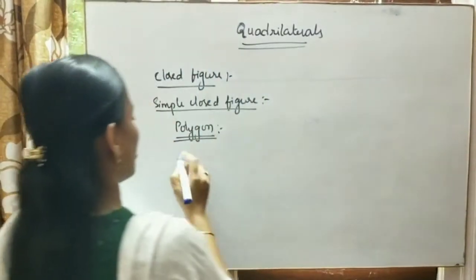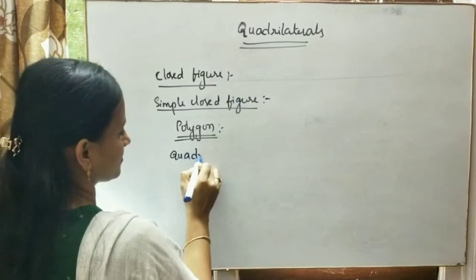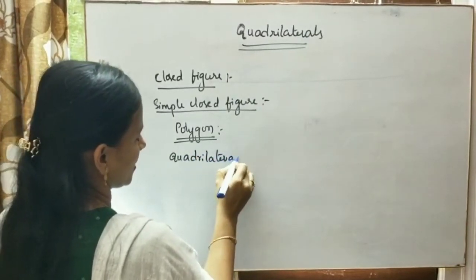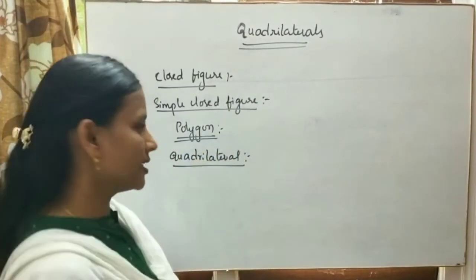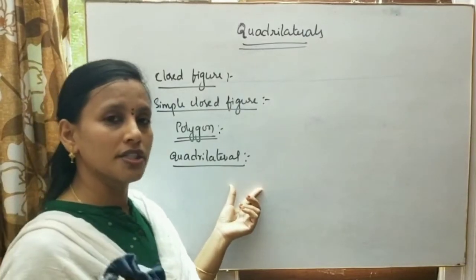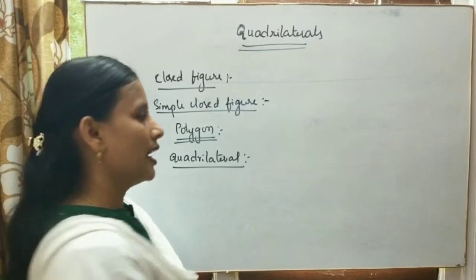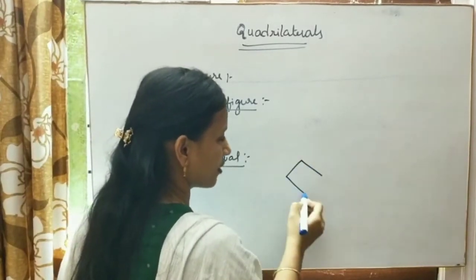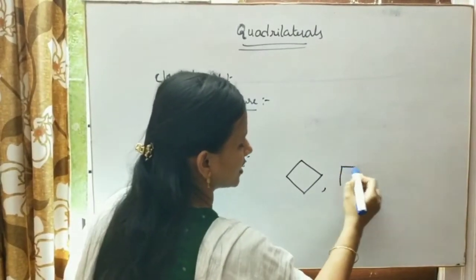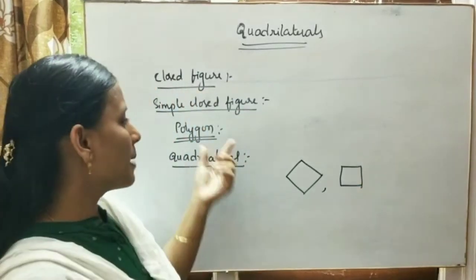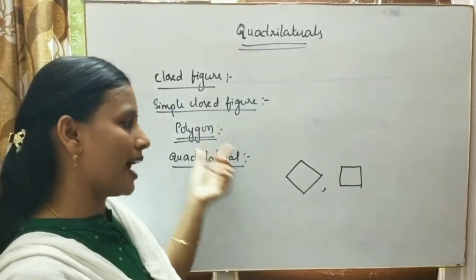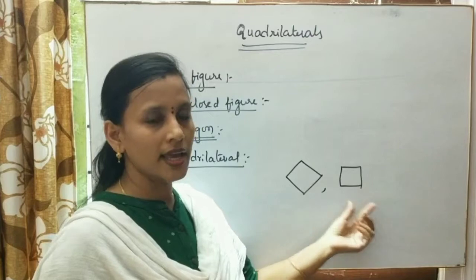Next, quadrilateral. What is quadrilateral? A simple closed plane figure bounded by 4 line segments is called a quadrilateral. Otherwise, a polygon bounded by 4 line segments is called a quadrilateral.